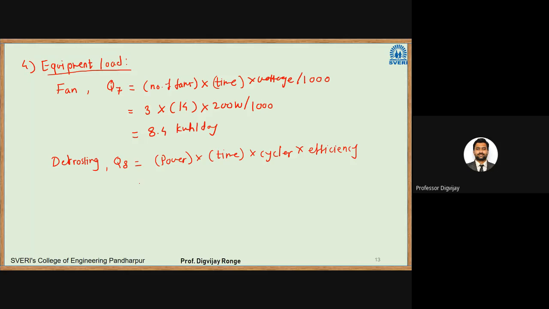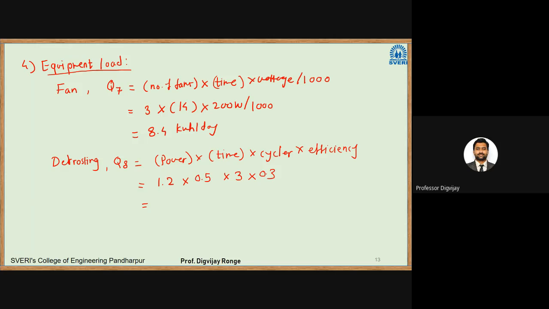Okay. So see here, the power is given as 1.2 kilowatt. It is used for 30 minutes. 30 minutes means 0.5 hours, into 3 cycles. So 3 times per day that defrosting will take place. The efficiency is 30%. 30% means that will be 0.3. So calculate this.